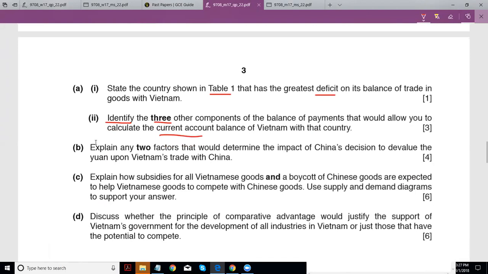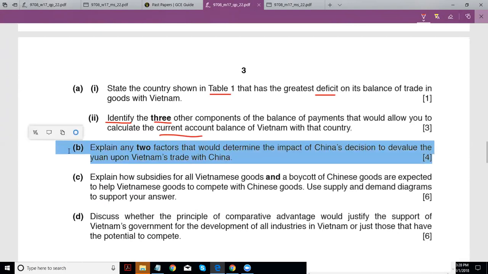So explain any two factors that would determine the impact of China's decision to devalue the yuan upon Vietnamese trade with China. Let's take that to our whiteboard, in fact, because since I don't have a drawing pen, I can't actually write that much. There's only so much I can write with my mouse. So I just try to type as much as possible. That way you guys don't suffer from my bad handwriting either.